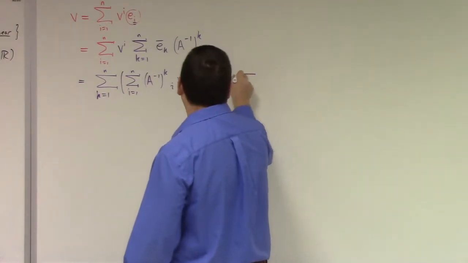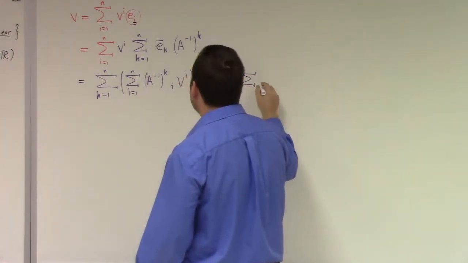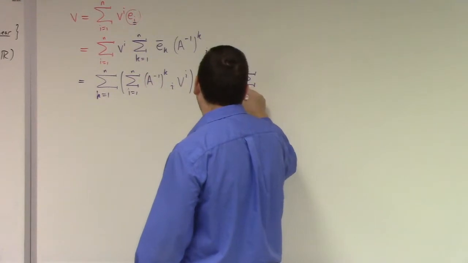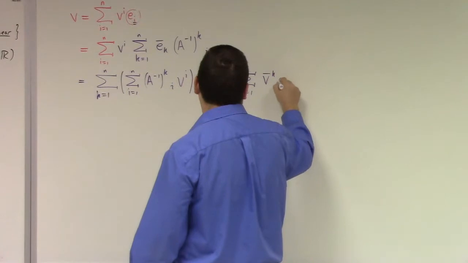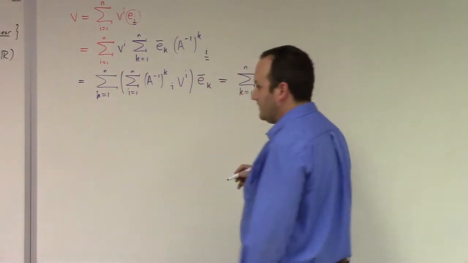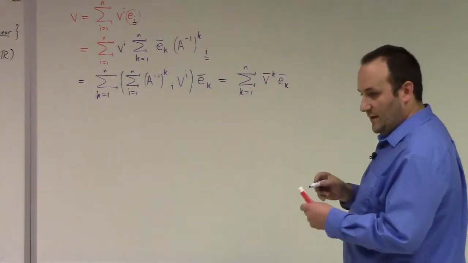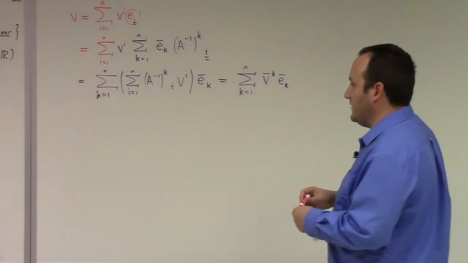Now this, on the other hand, is the sum of what? Well, it's also equal to the sum k equals 1 to n of v bar upper k, e bar lower k. So by linear independence of the beta bar basis, what do we find?